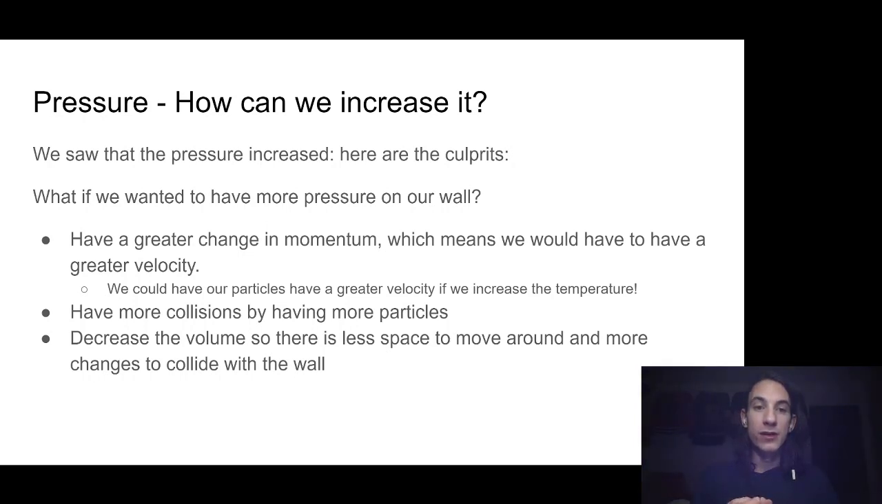And then the last one, we could also decrease the volume so there's less space for our particles to be bouncing around, so that we increase the likelihood that our objects will collide with the wall.